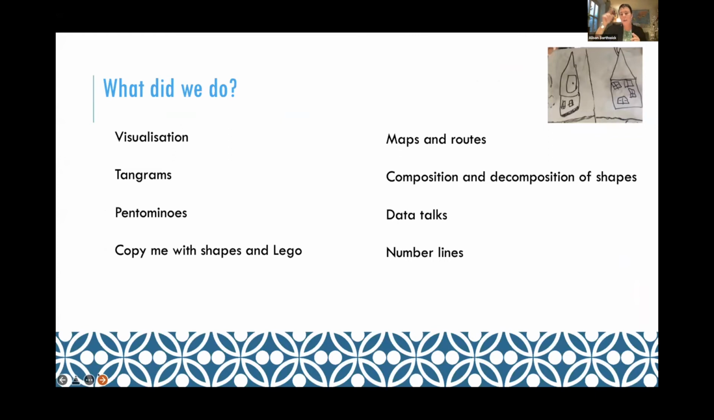We looked at maps and routes. There's a lovely one from one of the children that drew. We did composition and decomposition of shapes, but then we bounced it into number. We looked at data. We looked at number lines. So hopefully you're getting a sense that this isn't just about shape and space.